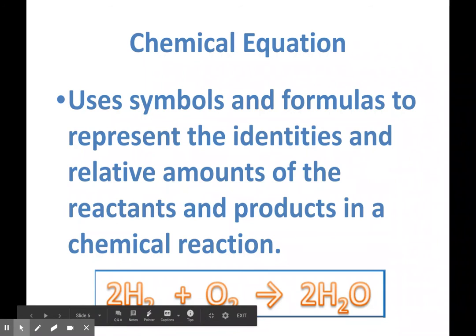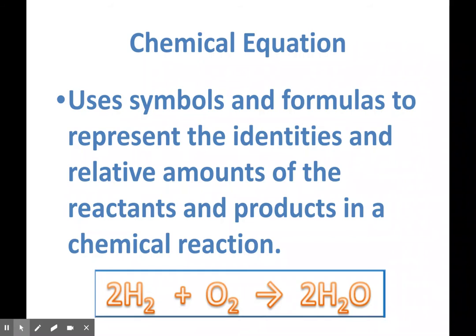When we're looking at a chemical equation, it is going to give us symbols and formulas that tell us what type of substances are involved. It's going to tell us what the reactants are, what the products are, how many of each we need. Sometimes it's going to tell us whether these things are solids, liquids, or gases. It might tell us how much we need to heat these up to make this reaction happen. It can tell us many different things.